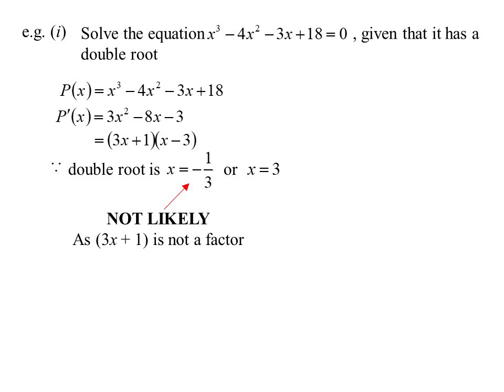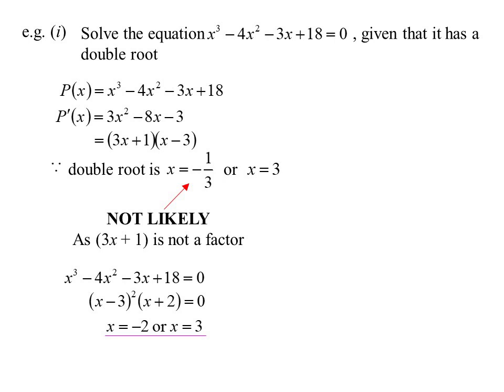I'm going to check the other one. That's the more likely scenario, that it's x equals 3. If we sub that in, yeah, it does work. So I know (x minus 3) squared is a factor, and it's then just a matter of working out the other linear factor, which turns out to be x plus 2. And so now we solve it. x is -2 or x is 3.